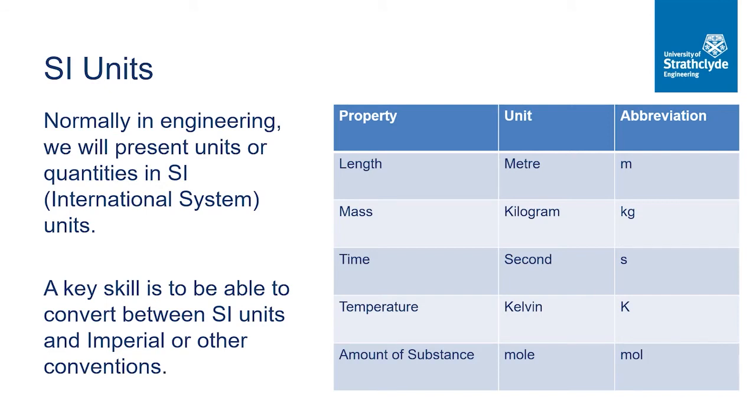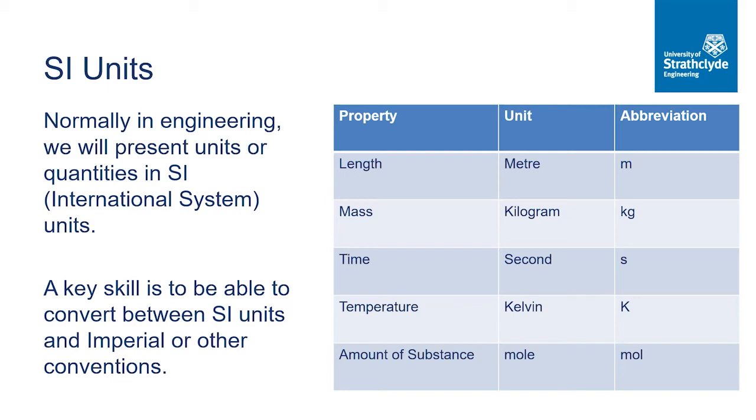Normally in engineering, we will present units in quantities that correspond to the International System of Units. So a key skill here is to be able to convert between SI units and imperial or other conventions. We've already talked about how some of these units of measurements are almost like legacy units that we're slowly weaning ourselves off. But the key thing is being able to convert from one unit of measurement to another.